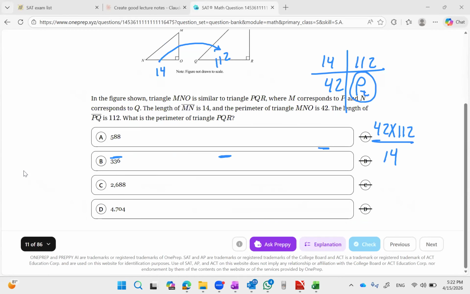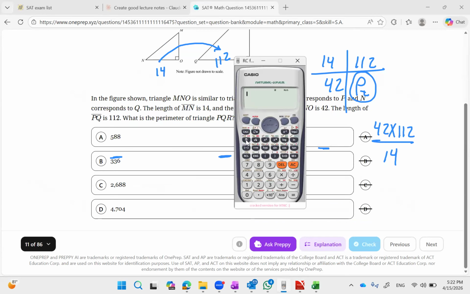Okay, let's use my calculator. Multiplication: 42 multiplied by 112 and divide the answer by 14. It gives me 336. So the right answer is B.